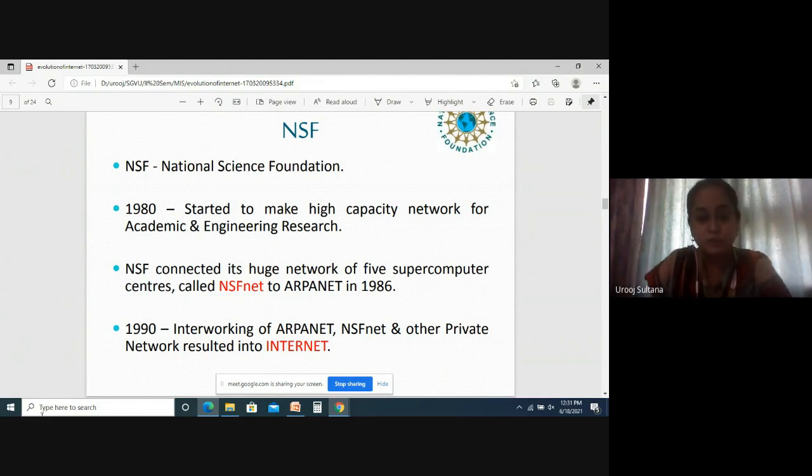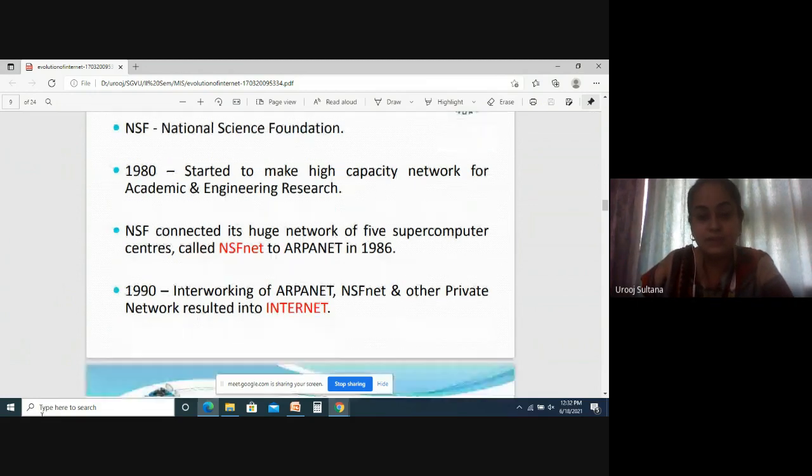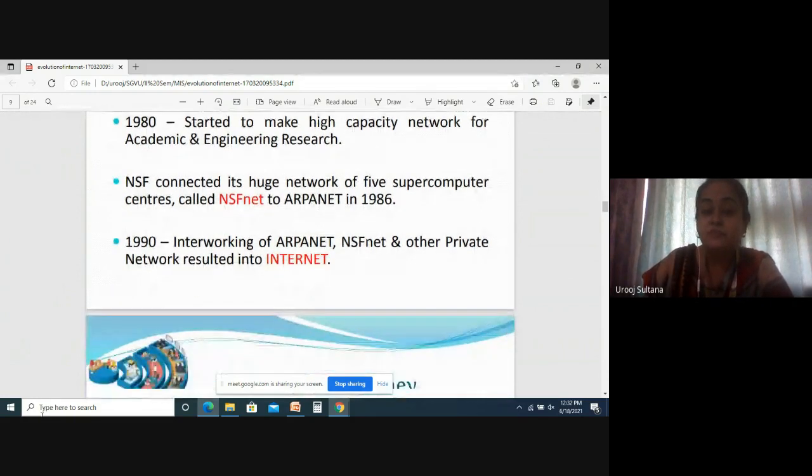As we know, there are five generations of computers. The first one was mainframe, and then some other, and then some other. When we were using supercomputer centers, then NSFNet to ARPANET in 1986. So in 1990, internetworking of ARPANET, NSFNet, and other private networks resulted in the internet. Then we came to know about internet basically, and how to use that internet. What are the benefits of internet?